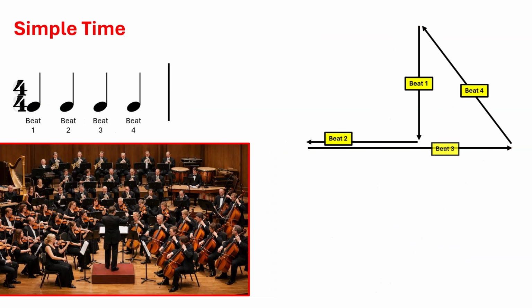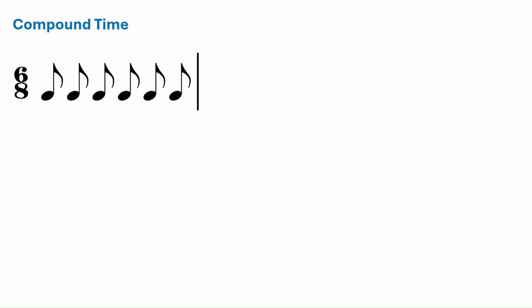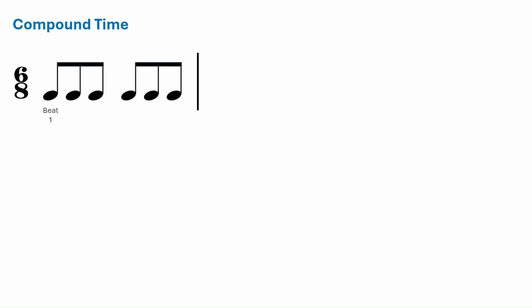Now we're going to look at compound time using a time signature of 6/8. A time signature of 6/8 is made up of 6 quavers. However, unlike the 4 crotchets in 4/4 time, a conductor does not have an arm movement for each of the 6 quavers. In 6/8 time, we group the 6 quavers into threes like this. Beat 1 starts on the first set of 3, and beat 2 starts on the second set of 3.